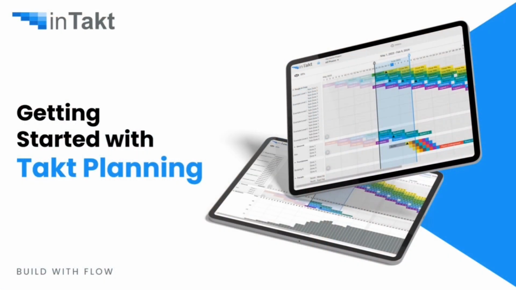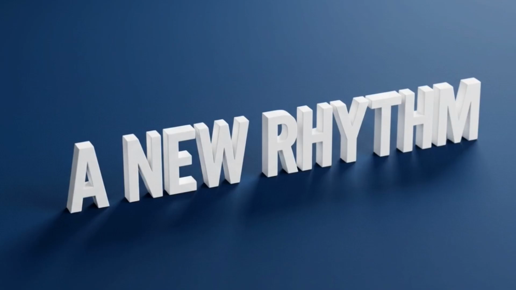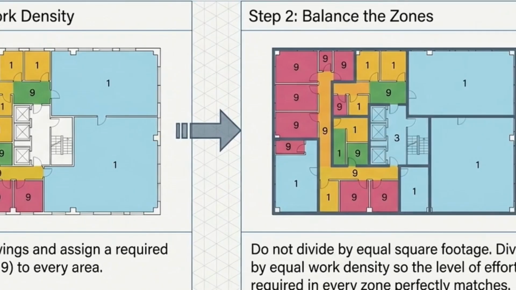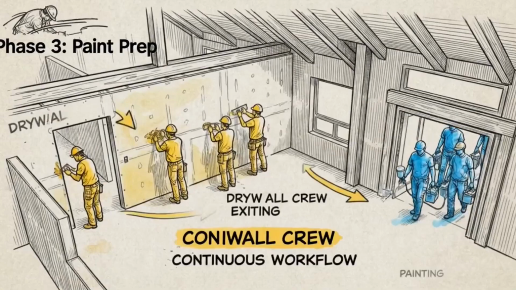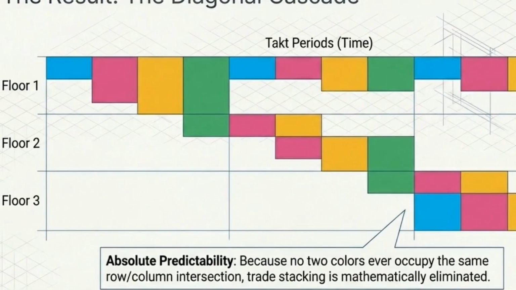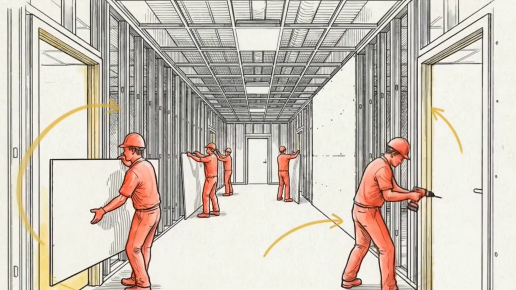So, what is the alternative? Enter Takt Planning. Takt is the German word for rhythm, cadence, or a conductor's baton. In construction, it means breaking your project schedule into geographical zones and setting a steady, synchronized time beat, or takt period, for trades to move through those zones.